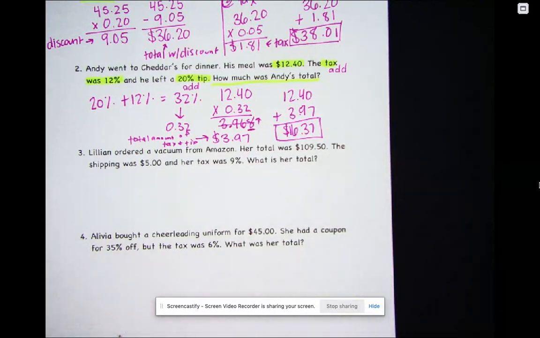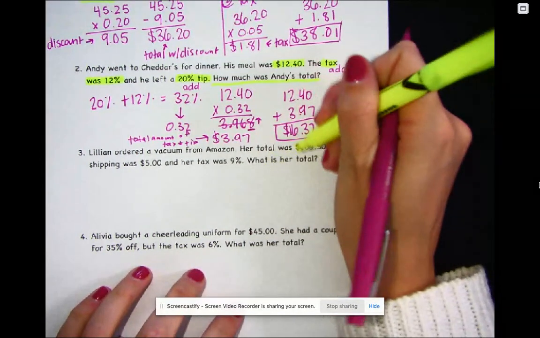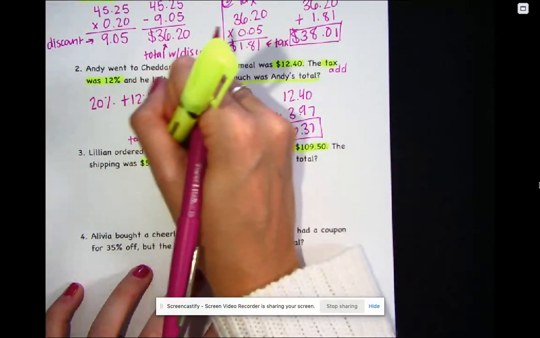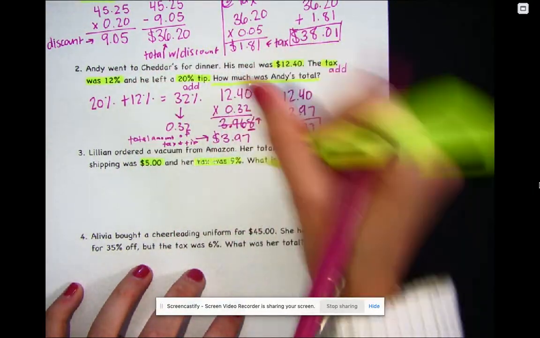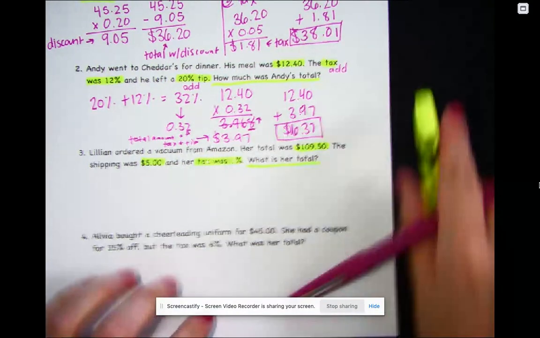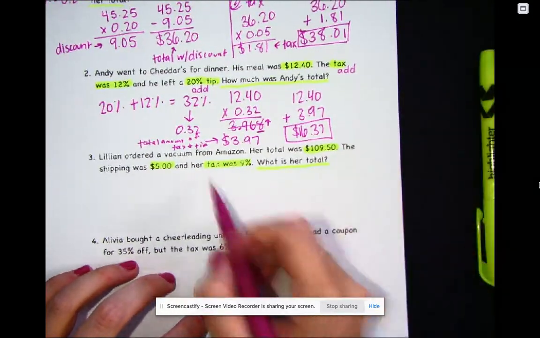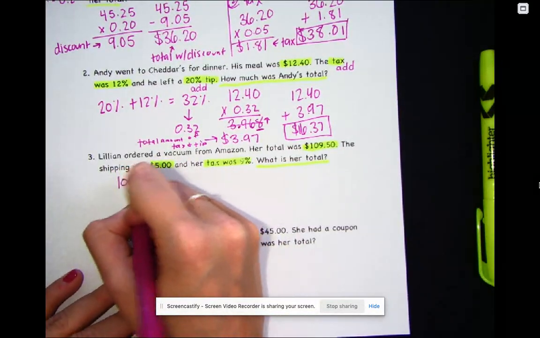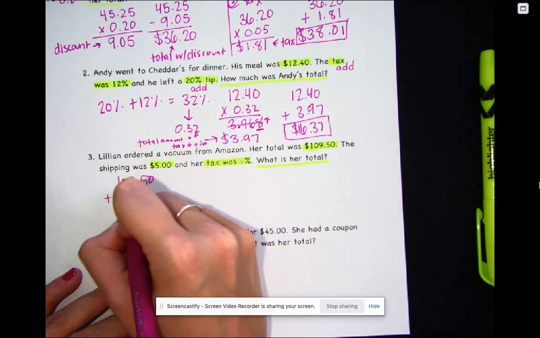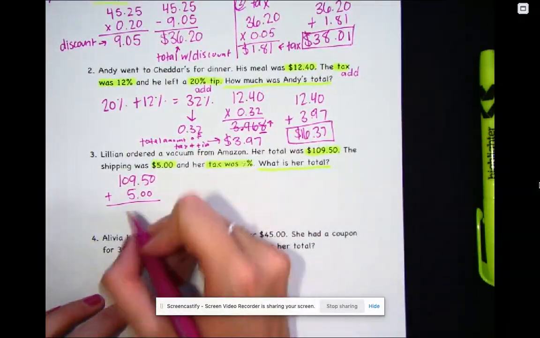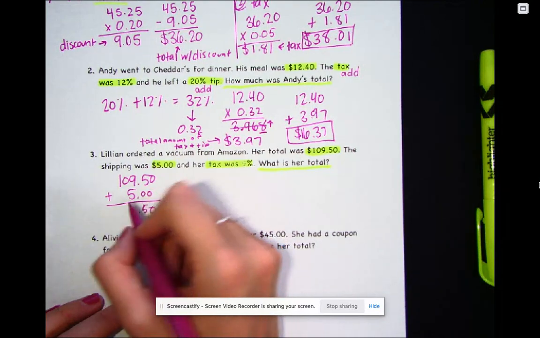Lillian ordered a vacuum from Amazon, and her total was $109.50. The shipping was $5, and her tax was 9%. What is her total? Now, this is a new problem. We haven't done one like this. We have done tax, but not the shipping. So what I'm going to do is take my total and just add the shipping cost to it. The shipping wasn't a percent. It's just $5. So we have to add that to ship it.